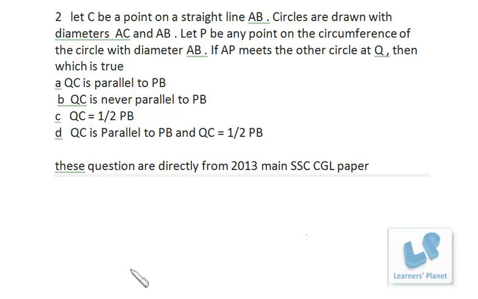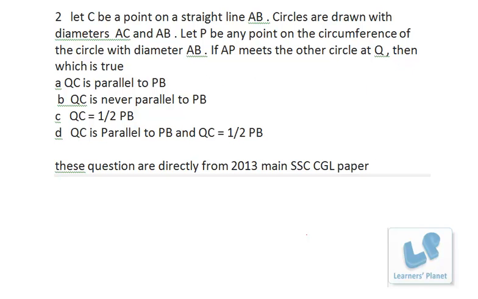Now see this question from geometry from SSC CGL 2013 paper, query sent by a student. See here, let C be a point on a straight line AB. Circles are drawn with diameters AC and AB. Let P be any point on the circumference of the circle with diameter AB. If AP meets the other circle at Q, then which is true?